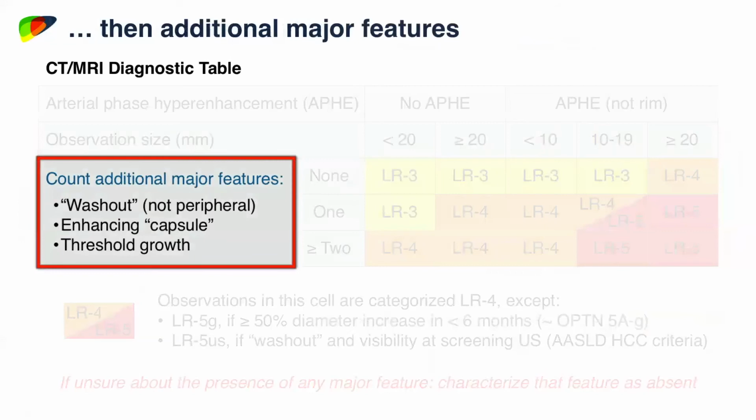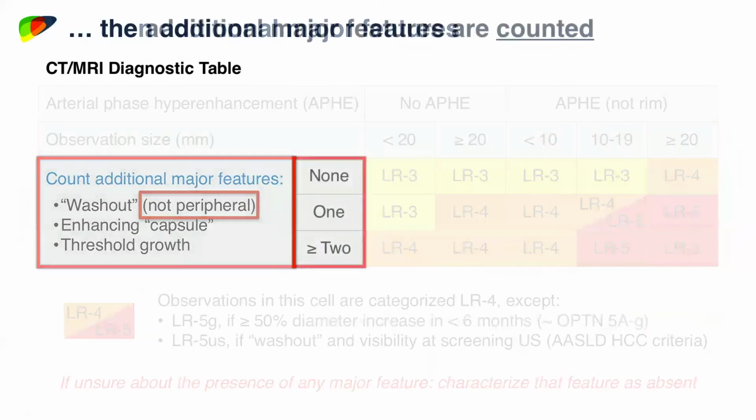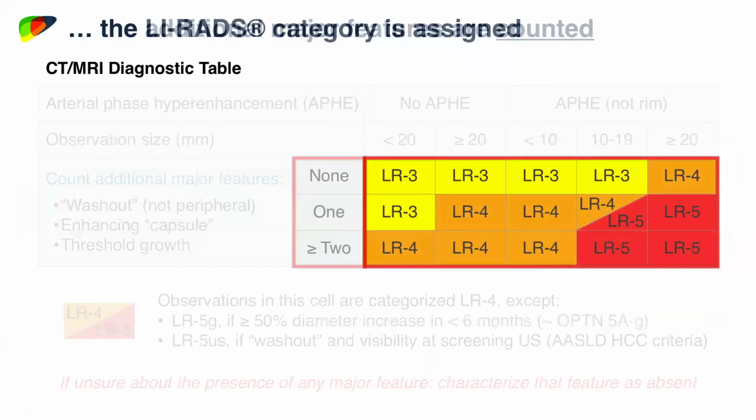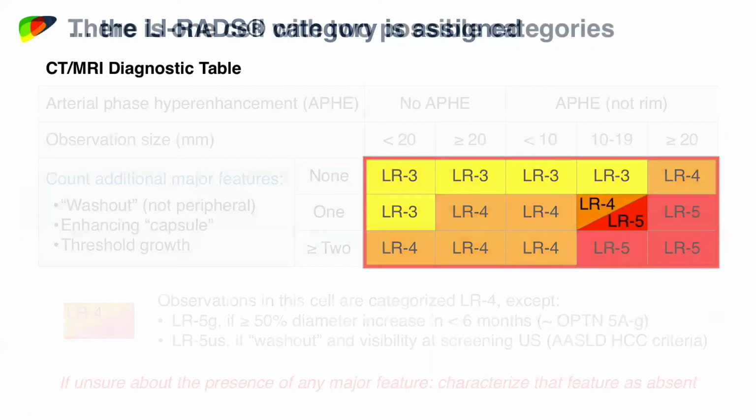And then we have to count the number of additional major features, such as washout, enhancing capsule, and threshold growth. For washout, we want to make sure it's not a peripheral washout, because remember, peripheral washout is a feature of LI-RADS-M. We then count the number of those major features. It's either none, 1, or 2 or more. And based on all of that, we assign a LI-RADS category.